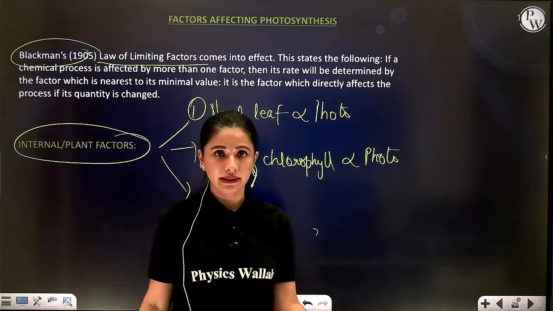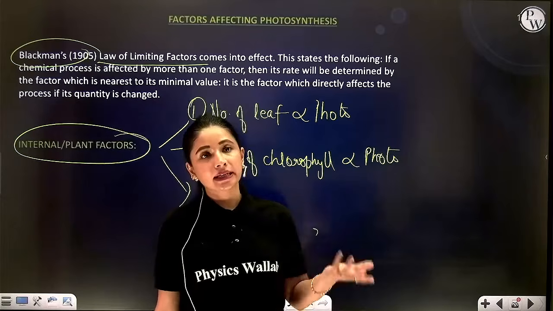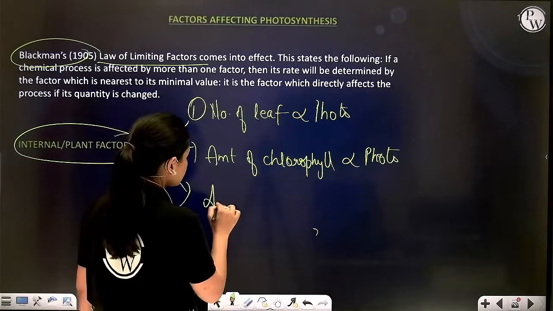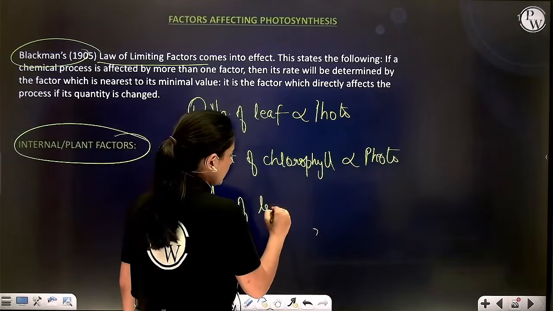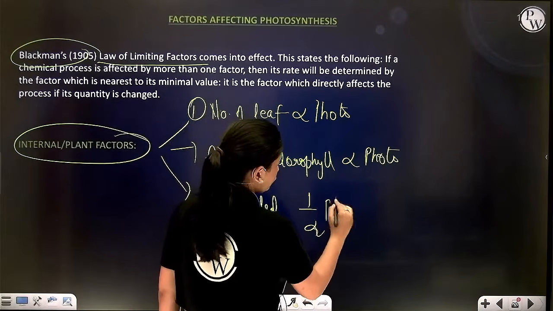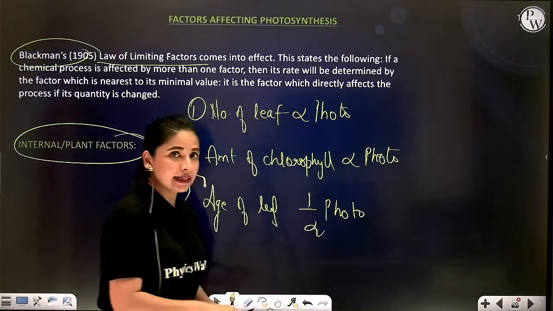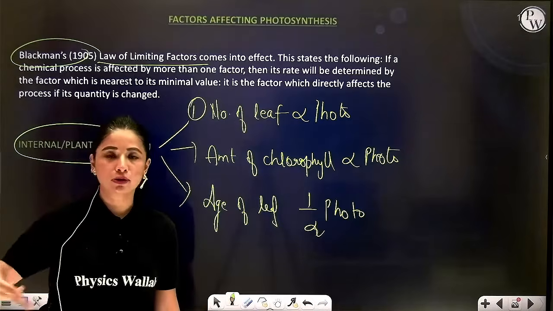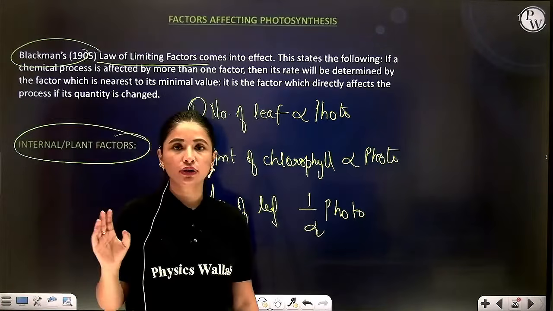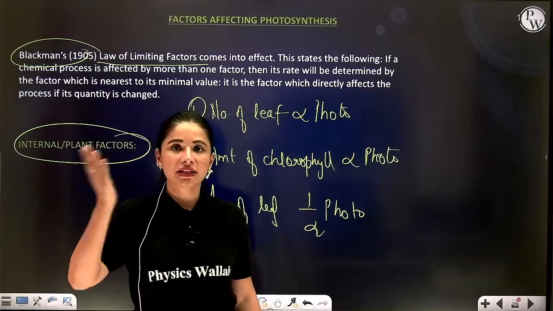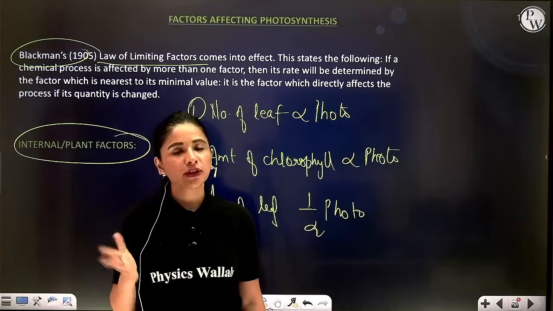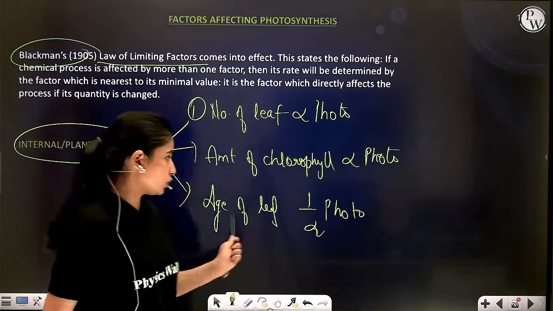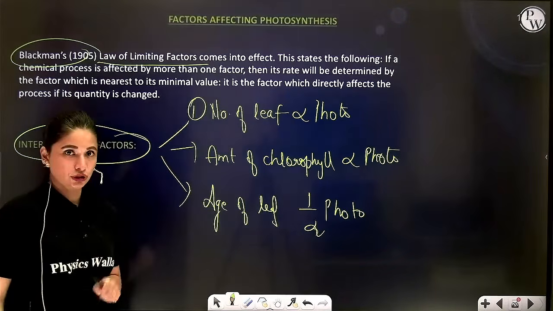Third factor is age of the leaf. The younger the leaf, the better its functions, the better the rate of photosynthesis. So you can say that age of leaf is inversely proportional to photosynthesis. How? Younger the leaf, more photosynthesis. Older the leaf, it is about to senesce, it is losing its nutrients, the mobile nutrients are mobilizing from older to younger parts. So definitely the rate of photosynthesis is going to be affected adversely. So they are inversely proportional.